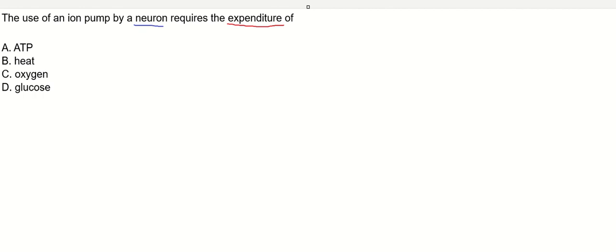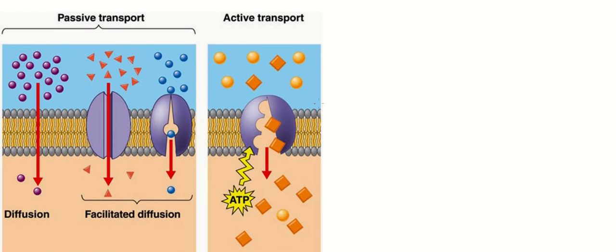This is not necessary. All right, the question is asking, what do ion pumps need? And neurons, nerve cells, need ion pumps to pump ions in and out for communication. And that's the job of nerve cells, to communicate. All right, so I'm going to take you to a little transport diagram here.